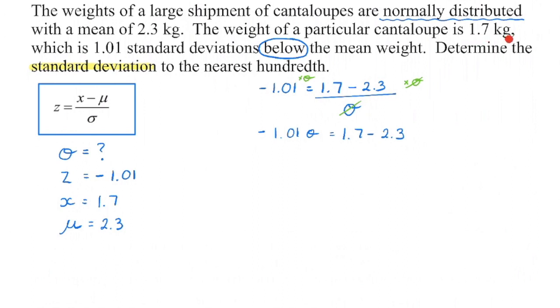So the first thing you should have noticed is that's our X value. They tell us the mean is 2.3 kilograms. And again, you have to watch the units. They do all have to be in the same unit. They are in this case. And then it also tells us that we are 1.01 standard deviations away from the mean.